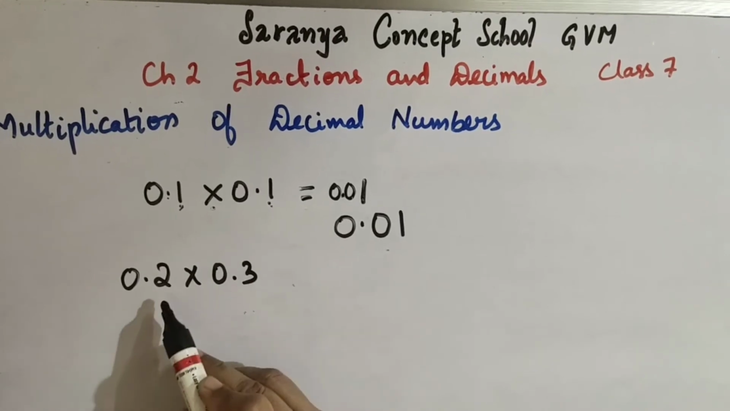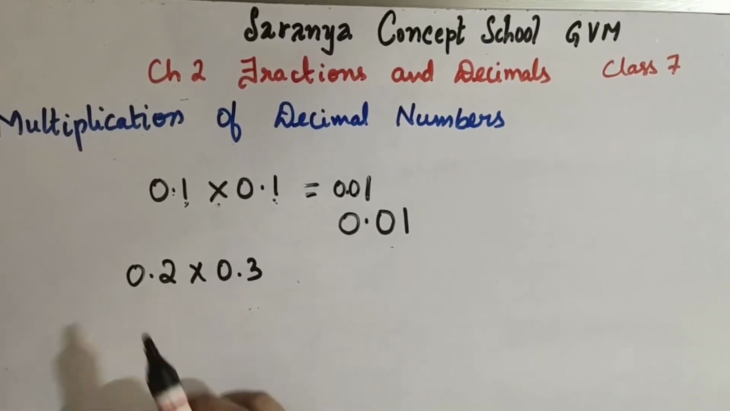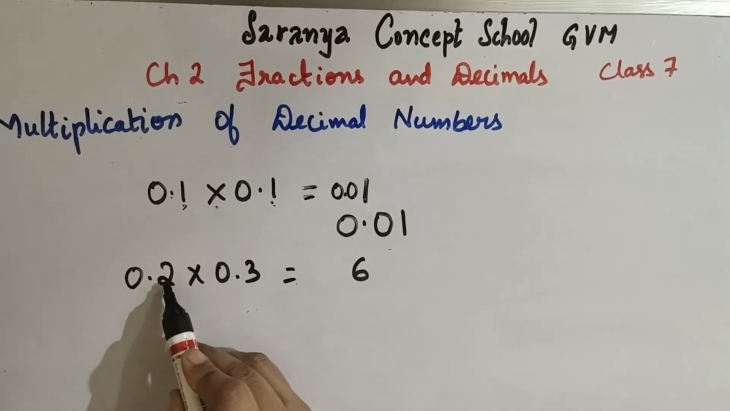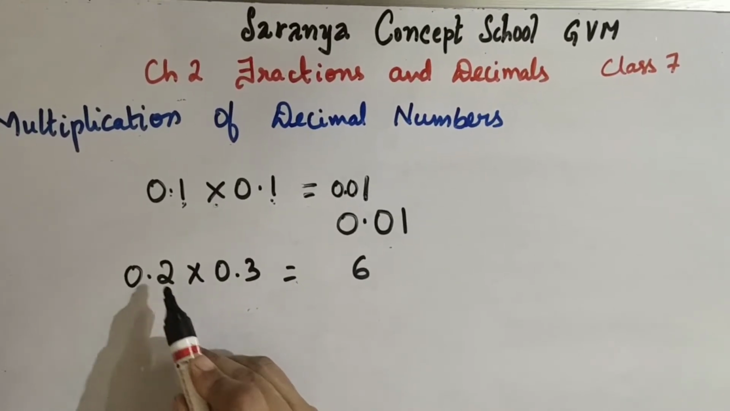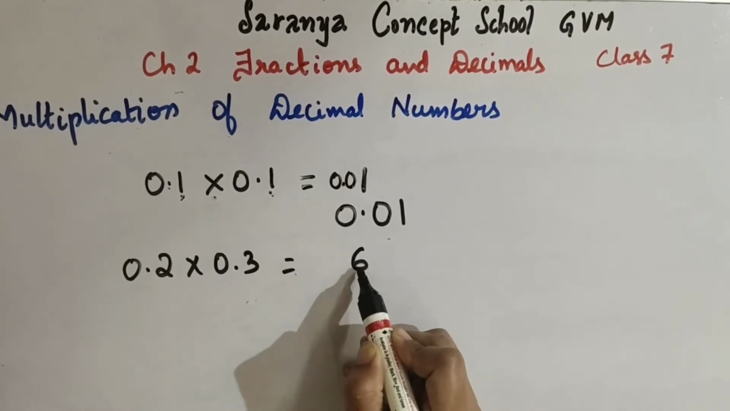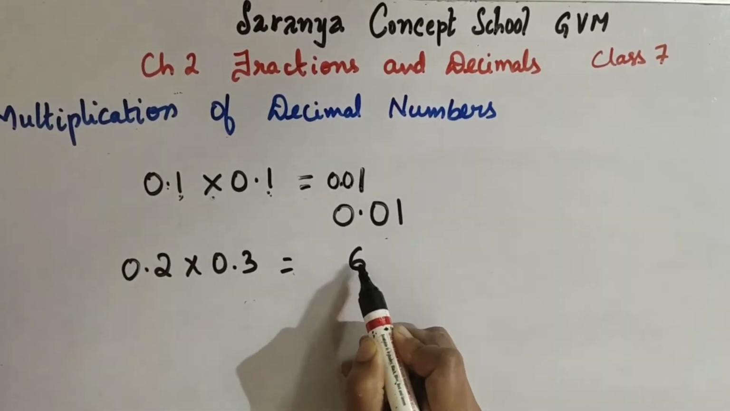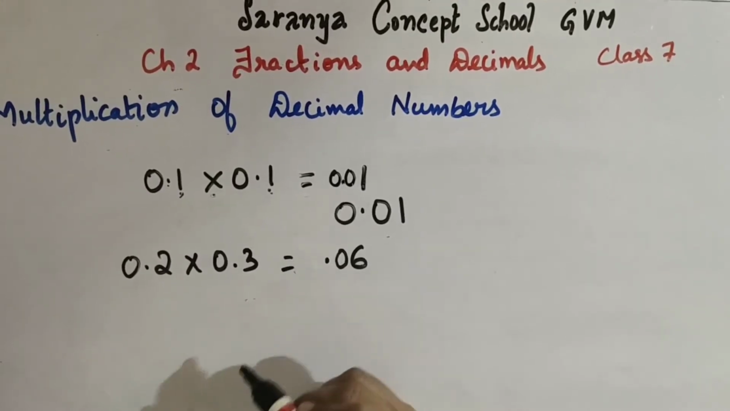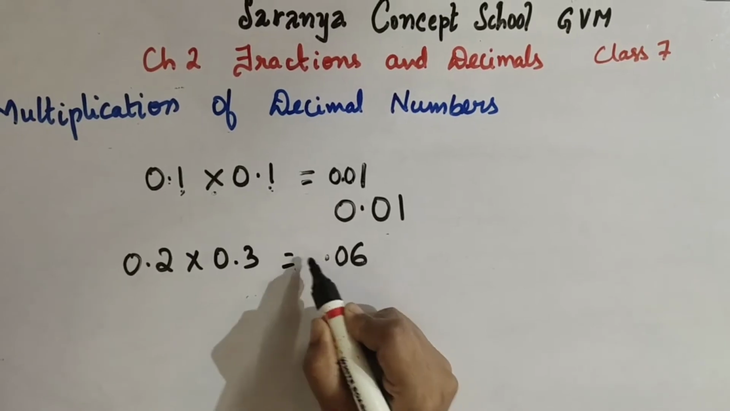So check this example, 0.2 into 0.3. What are the natural numbers you have here? 2 and 3. So 2 threes are how much? 6. Now after the decimal point towards the right side, how many digits are there? 1, 2. So we need to place a decimal point counting from 6. So 6, next 0 you can count 1, 2, and here you can place the decimal point, and here you can take one more 0.